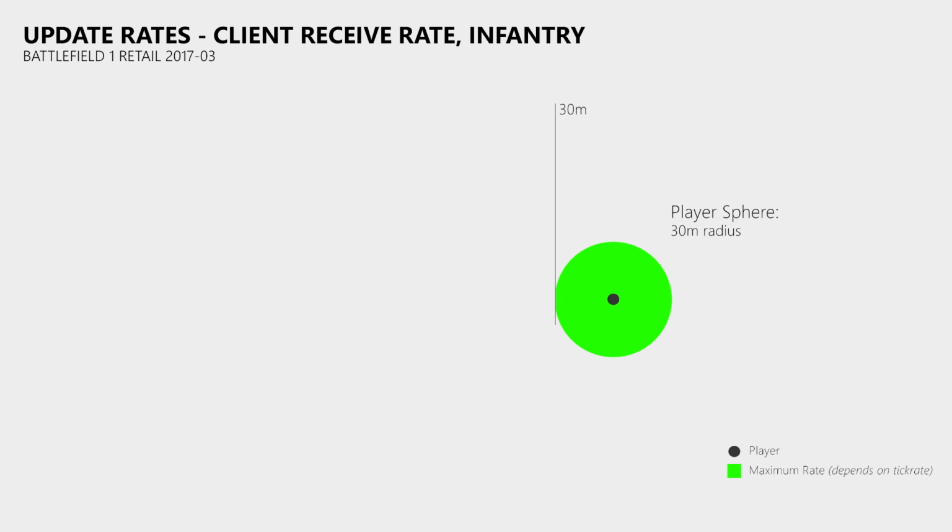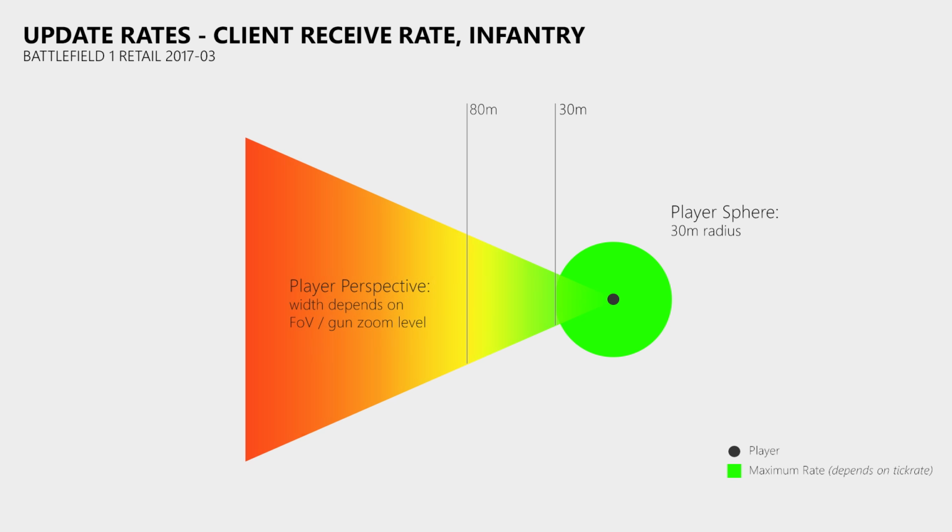In addition to that, we have a second area, which is based on your field of view. So up to 30 meters away you receive everything at the highest rate because that is the radius of the high frequency update area around the player. For 30 to 80 meters the update rate goes then down to 10 Hz, and from 80 meters to 200 meters the rate then further decreases down to 3 Hz. So depending on where something is happening, the server will send you that information at a different rate.